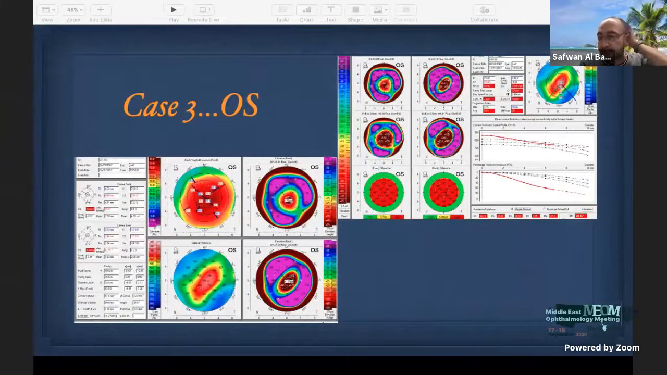Yes, you will see a frank advanced keratoconus. So this kind of cases give us credibility to this tool, and make us more and more dependent on its results in the suspicious cases.